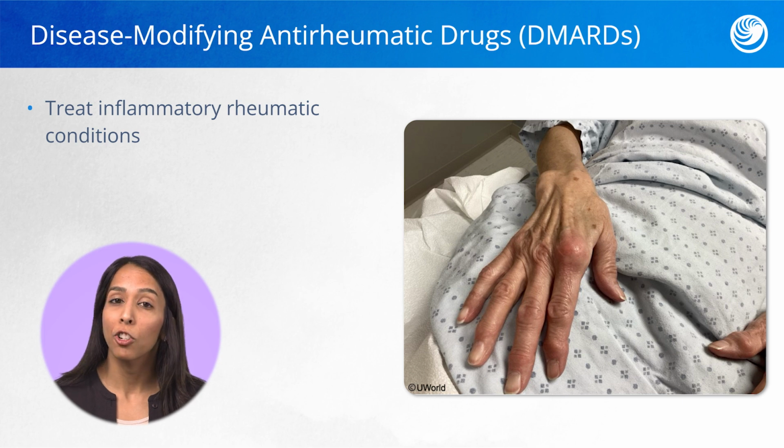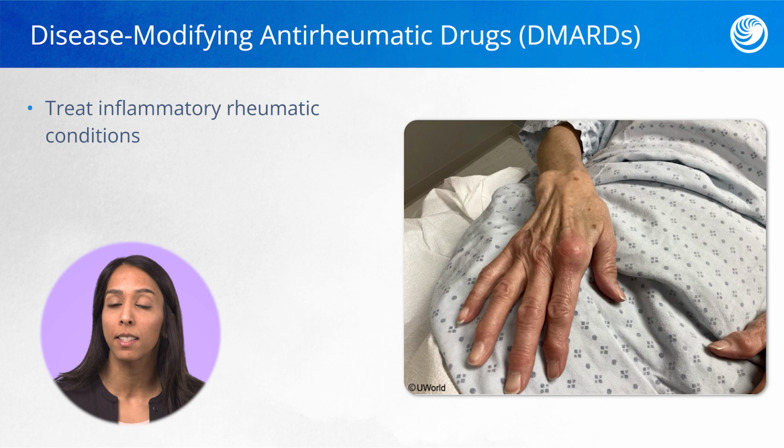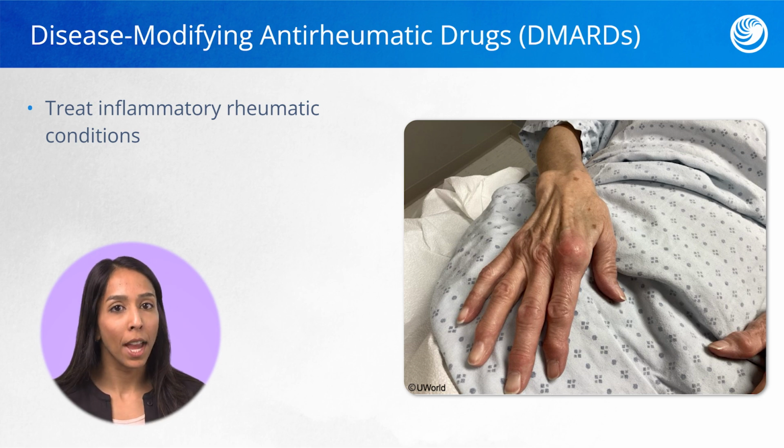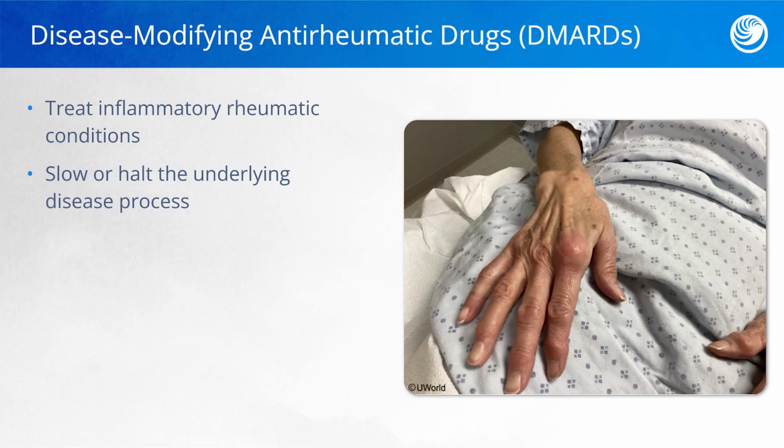Unlike other medications, which can be used for symptomatic relief like steroids or NSAIDs, DMARDs work through different mechanisms to actually slow the underlying disease process. As you can imagine, this won't provide immediate relief, so it will take some time for clients to see benefit after initiation of the drug. Because of this, some may refer to them as the slow-acting drugs.